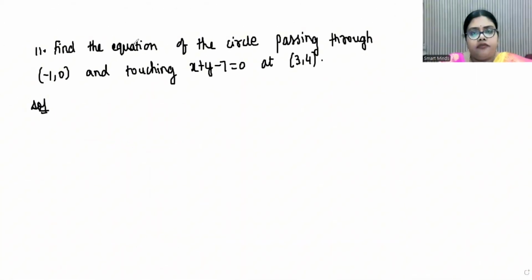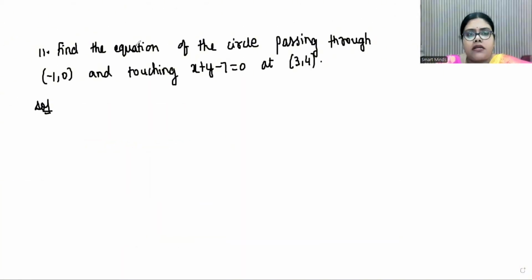Take the next question. Find the equation of the circle passing through minus 1 comma 0 and touching x plus y minus 7 is equal to 0 at 3 comma 4. So first we need to find out the center. We don't know the circle equation. So let the center be a comma b.